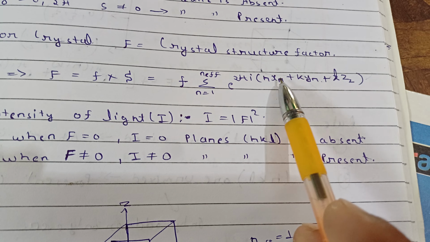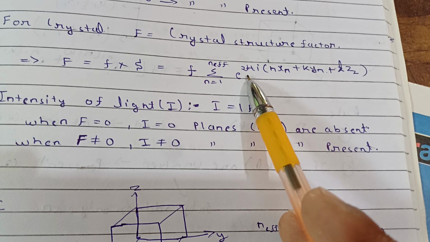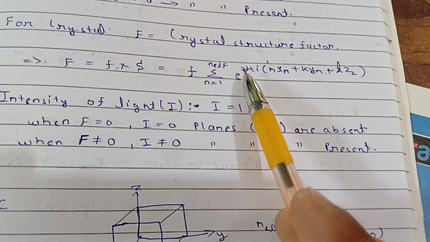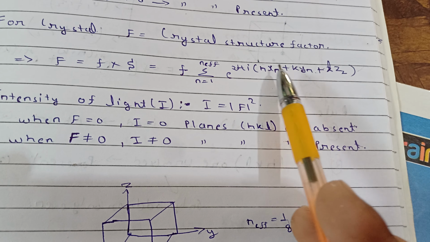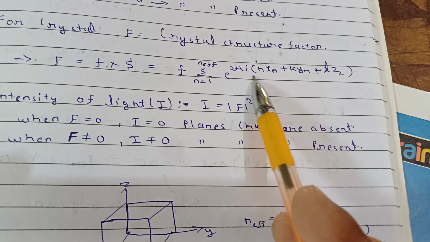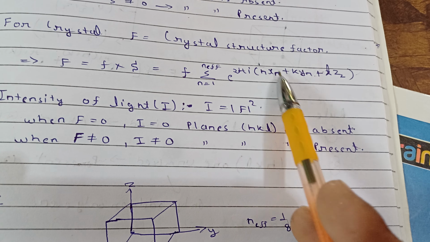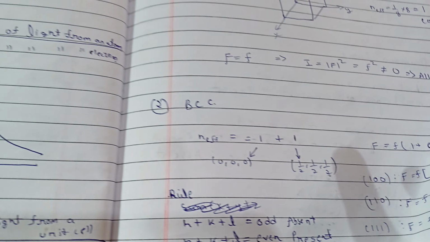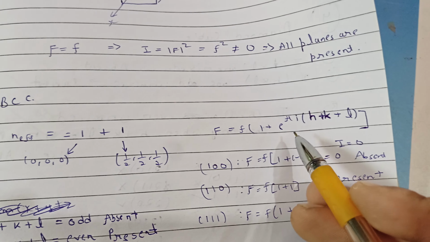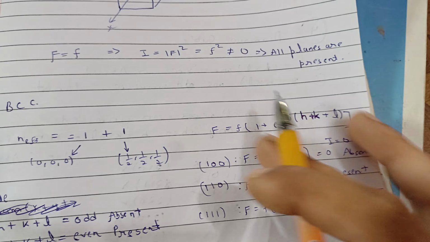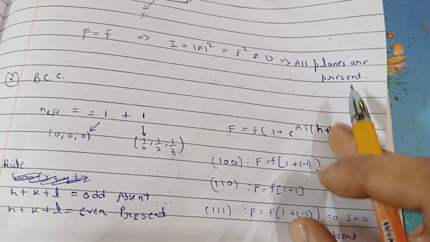For the first one we will get 0 0 0, and it will be 1, and it is a sum. Now we will take the second value. x is 1/2, y is 1/2, z is 1/2. So h/2, k/2, l/2. We take 2 out common, and it gives e to the power pi i (h+k+l). So F is nothing but f multiplied by 1 plus e to the power pi i (h+k+l). This is the expression for BCC structures.